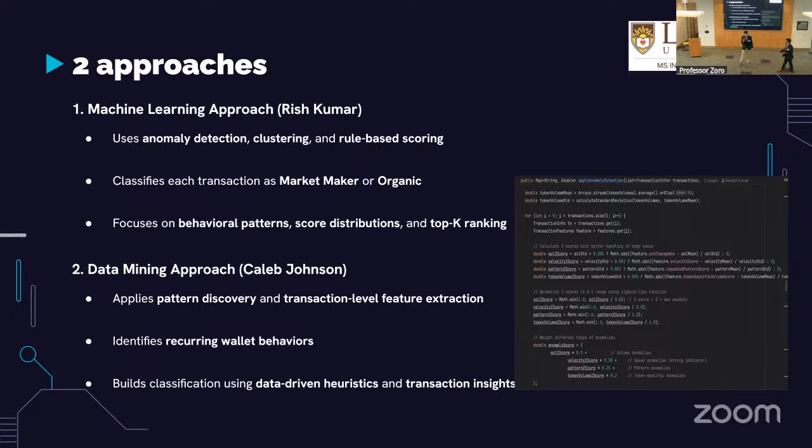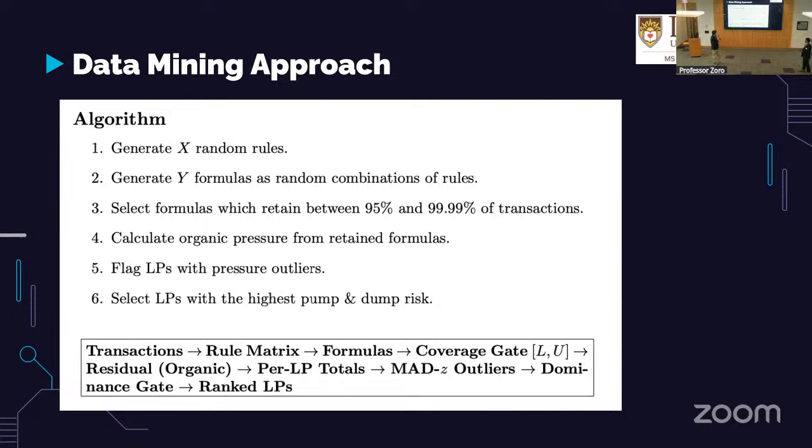And my approach was data mining. So at a high level, my algorithm starts with randomly generated rules based on features of transactions. I combine those rules into formulas, and then I go through a series of gates to end at a risk score for liquidity pools and assess how at risk they are for a pump and dump.